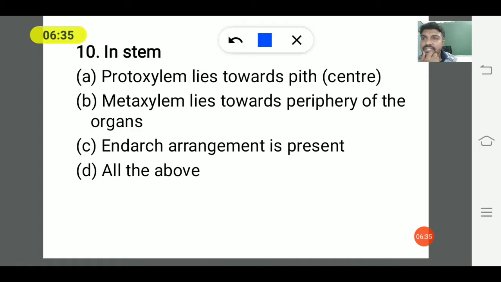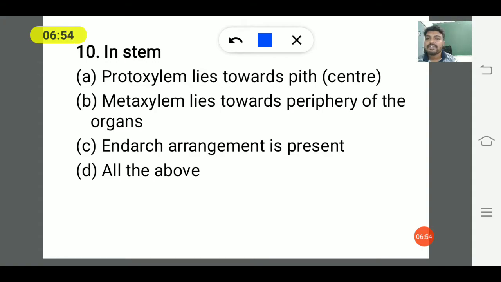Tenth question. In a stem, the protoxylem lies towards the pith. Okay, that's right, option B. Metaxylem lies towards the periphery of organs. That's right. Protoxylem facing towards the pith, and metaxylem, obviously, is opposite to that, towards the periphery.